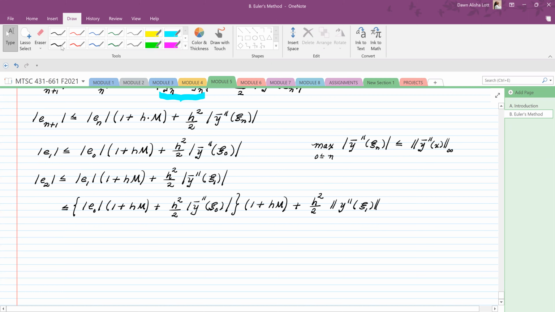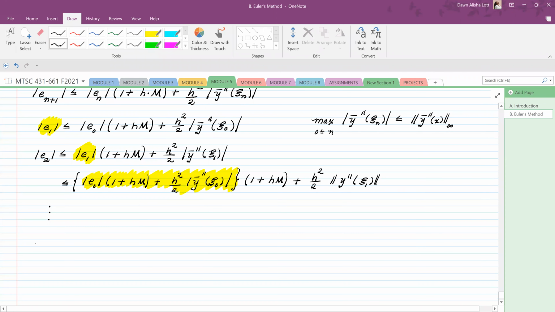Okay. So if I keep doing this, which I'm not going to, as you can see, what I did was I replaced E1 with this bound. So that was E1, which was here. So I get the absolute value of En is going to be (1 plus hM) to the nth power, because each time this is 1.